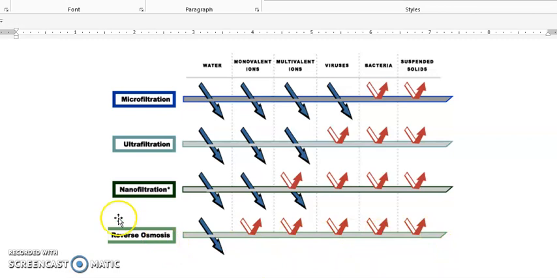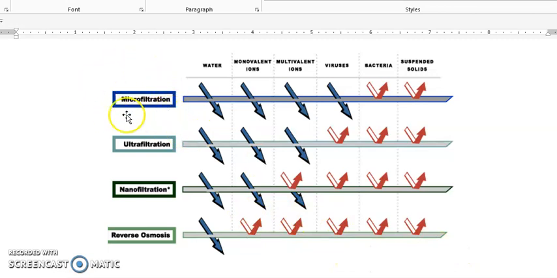So what you can understand from this figure is reverse osmosis has got the smallest pore size, therefore it will allow only water to pass through the membrane, and all the rest of these things are going to get removed. They cannot pass through the membrane.